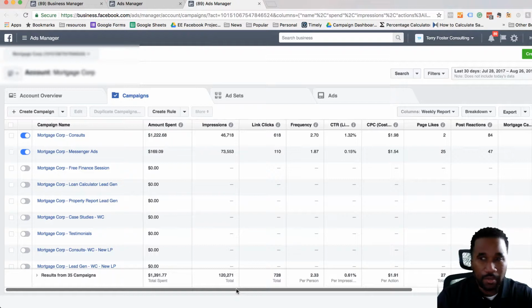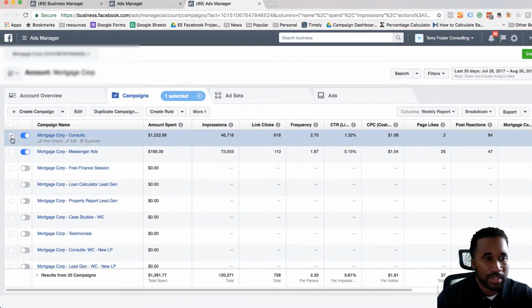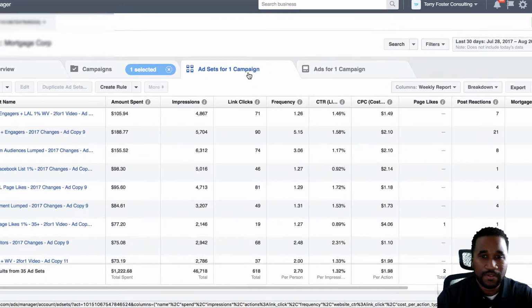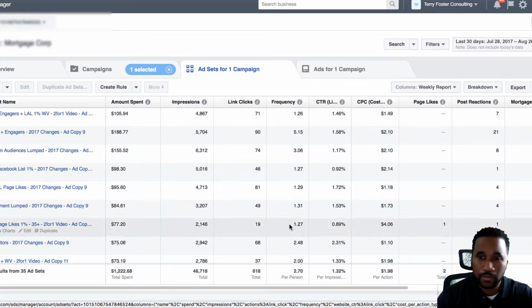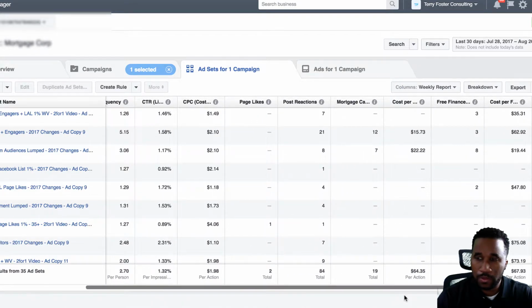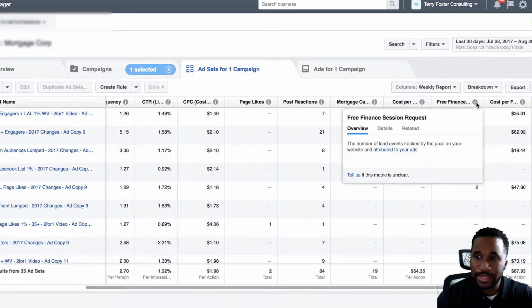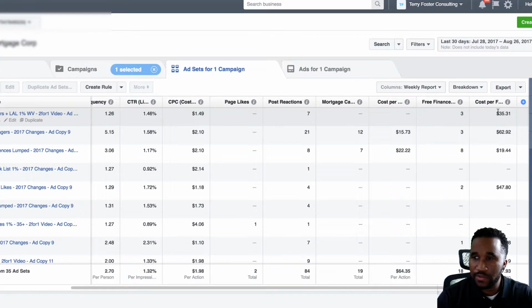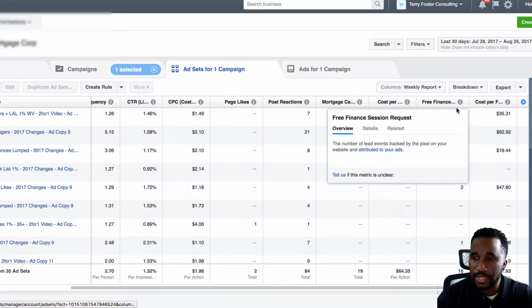in that department. So this campaign, we have two campaigns going on. Let's look at this campaign where we're looking for leads to generate. We're looking for leads in terms of generating book calls for a mortgage broker. And this is the key metric right here, free finance session request. So like on this one, we're paying $35.31 per free finance session.